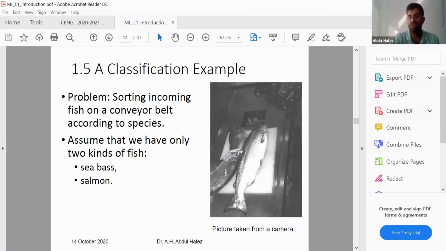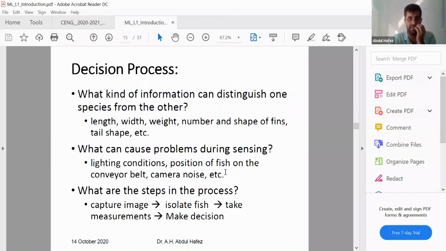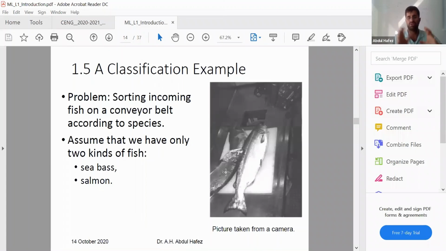Now someone will tell me, I will use the length of the fish and the color to recognize it. I say, okay, but maybe they are not enough. If they are enough for this example, maybe they are not enough for another example.